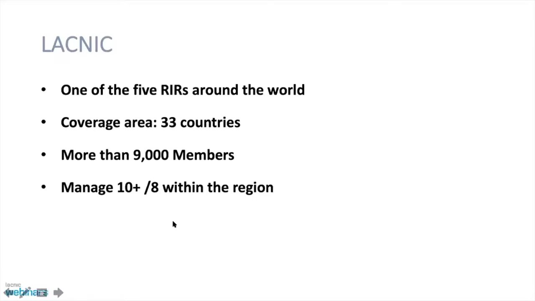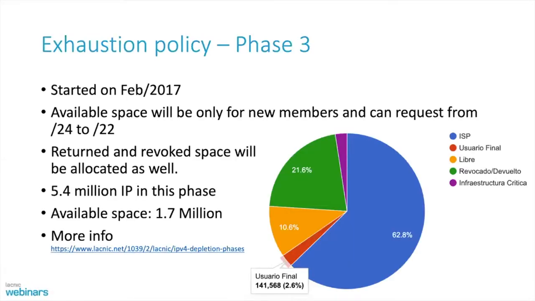Well, we're going to talk about the exhaustion policy. The policy manual is created by the community, so you are responsible for creating this policy. Basically, LACNIC's responsibility is to implement it. Of the pool of IPv4 that we had in the past, the community decided to exhaust this protocol, and not rapidly, not quickly. So many years ago, the community proposed how we are going to exhaust this protocol.